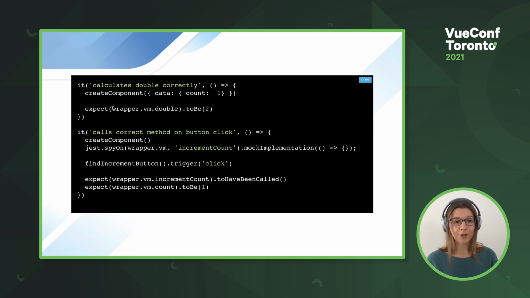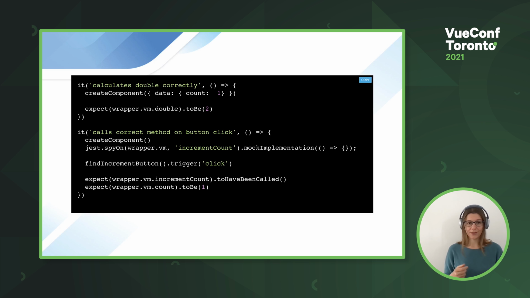And then what we do, we are checking wrapper.vm.double is equal to... And this is super wrong, because here we are testing a component internal. We are checking the computed property instead of checking the component template, where this property should be rendered.